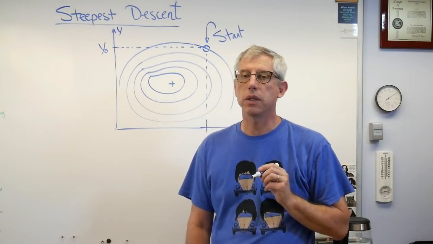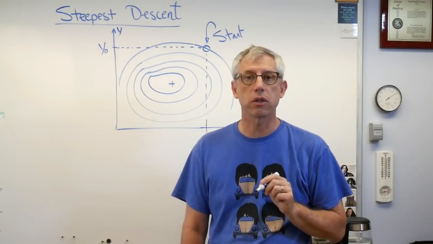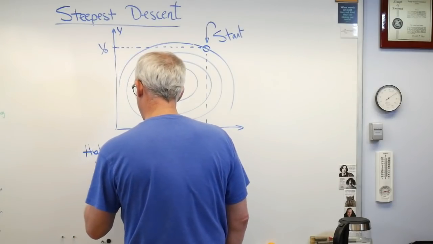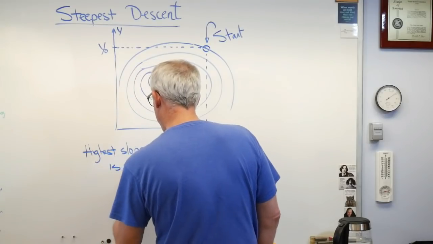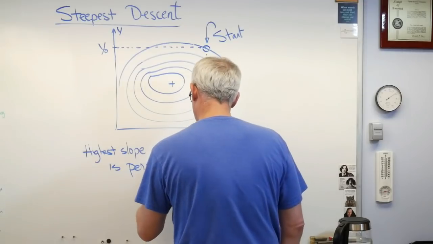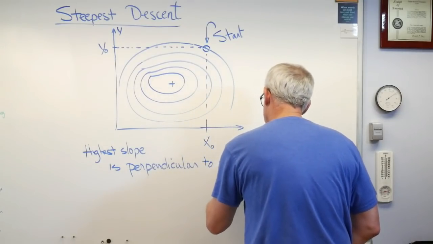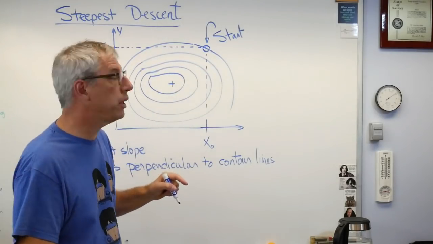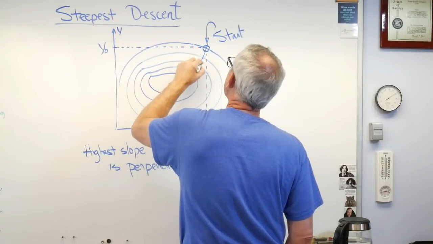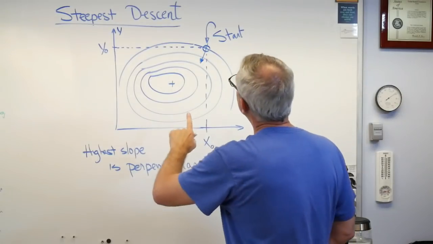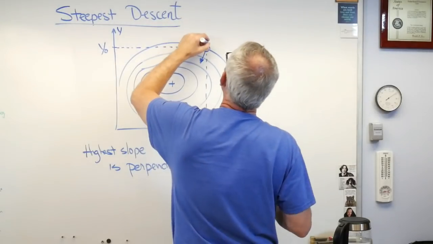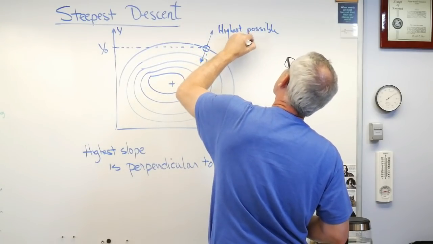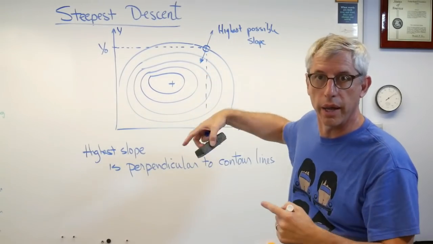What steepest descent does is it slides downhill in the direction that gives you the highest slope. Okay? So in the way this works, highest slope is perpendicular to contour lines. And I'll get out of your way here in a second so you can see this. So the highest slope is perpendicular to the contour lines. These things right here are contour lines. So the highest slope is going to be pretty much that direction. That's highest downhill slope. Highest uphill slope is that way. So that's the highest possible slope, and that's the lowest possible slope, going in the opposite direction.